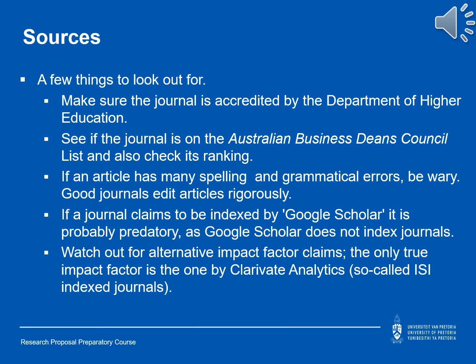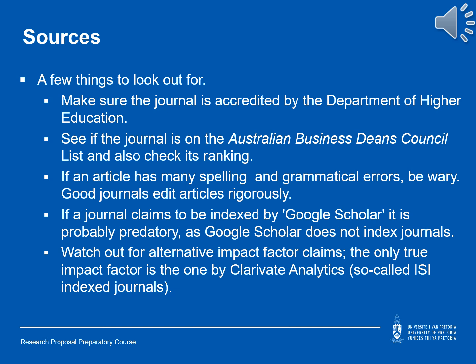It can be difficult to spot whether an article is from a predatory or pseudo-journal, especially if you are new at research. However, there are a few things you can look out for. Make sure the journal is accredited by the Department of Higher Education and indexed as an ISI journal. See if the journal is on the Australian Business Deans Council list and also check its ranking.